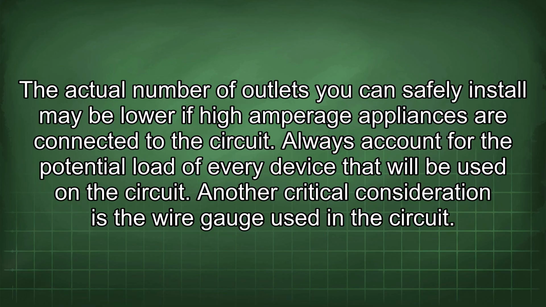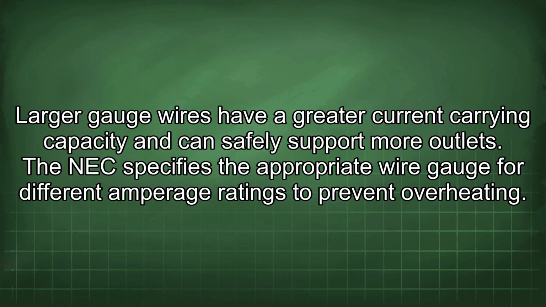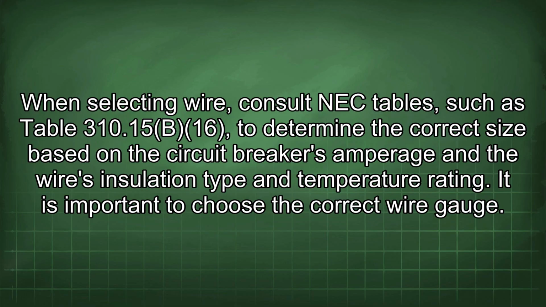Another critical consideration is the wire gauge used in the circuit. Larger gauge wires have a greater current carrying capacity and can safely support more outlets. The NEC specifies the appropriate wire gauge for different amperage ratings to prevent overheating. When selecting wire, consult NEC tables such as Table 310.15(B)(16) to determine the correct size based on the circuit breaker's amperage and the wire's insulation type and temperature rating. It is important to choose the correct wire gauge.